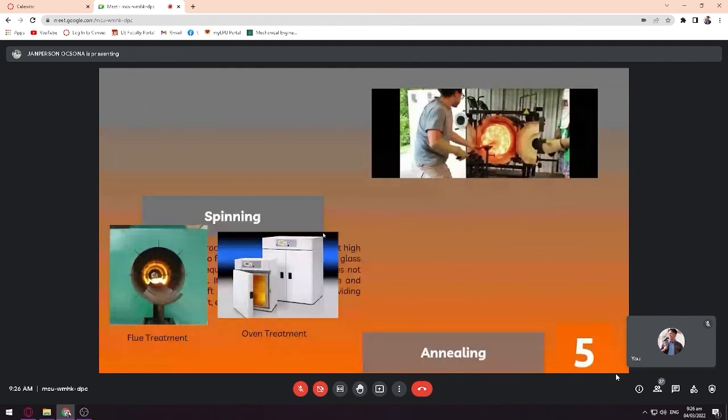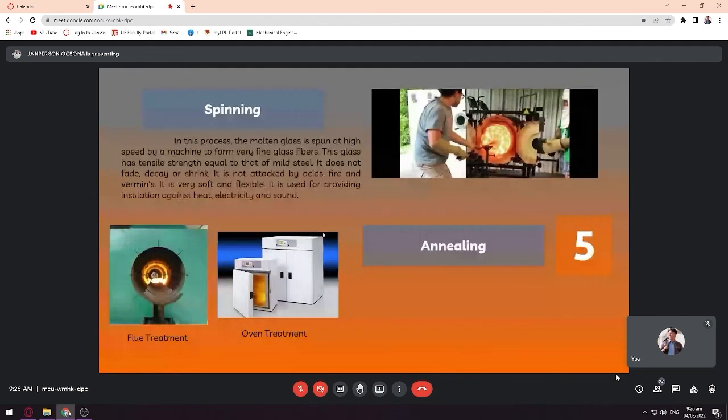And lastly is spinning. In this process, the molten glass is spun at a high speed by a machine to form very fine glass fibers. This glass has tensile strength equal to that of mild steel. It does not fade, decay, or shrink. It is not attacked by acids, fire, and vermins. It is very soft and flexible. It is used for providing insulation against heat, electricity, and sound.